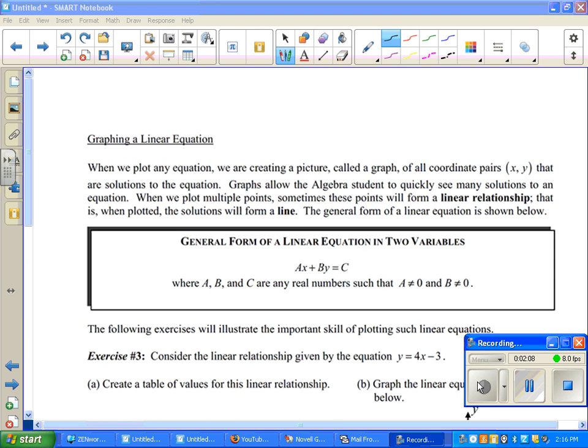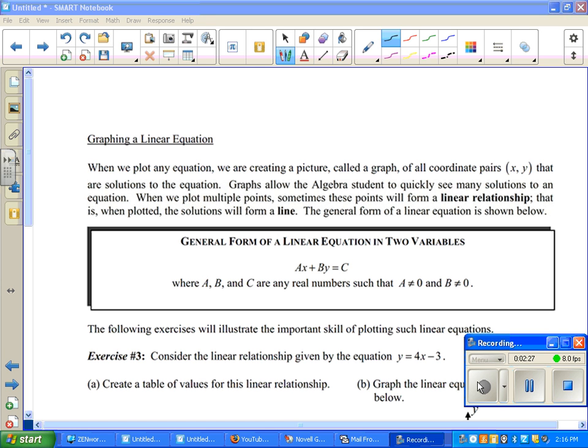Now here we are on page 34. When we plot any equation, we are creating a picture called the graph of all the coordinate pairs (x, y) that are solutions to the equation. Graphs allow the algebra student to quickly see many solutions to an equation.